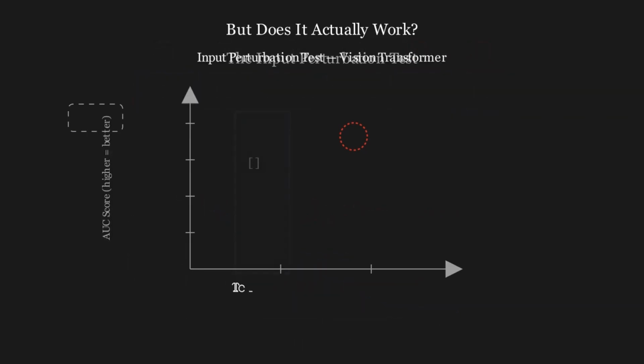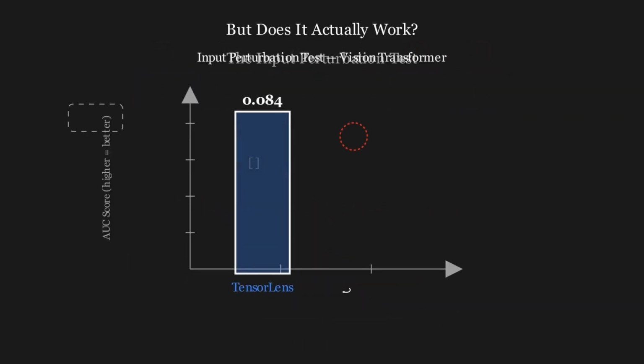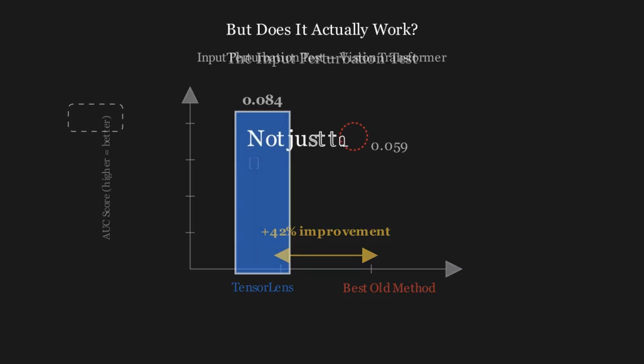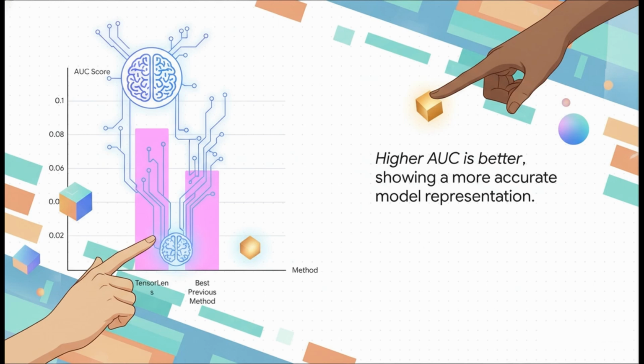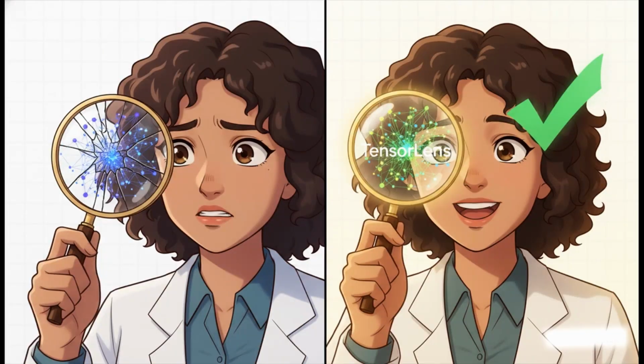And the results? Well, the results are pretty darn clear. This chart shows what happened with a vision transformer. The metric here, AUC, basically just means a higher score is better. It means the tool was better at finding the most critical inputs. And look at that. Tensorlens gets a score of 0.084. The best of the old methods, only 0.059. That's not a small bump. That is a massive leap in performance. It shows that this new lens is way more aligned with the model's actual logic. So, the takeaway from the experiment is a resounding yes. This tensor isn't just a neat theory. It's empirically, provably, a much, much better stand-in for what the model is actually doing inside.